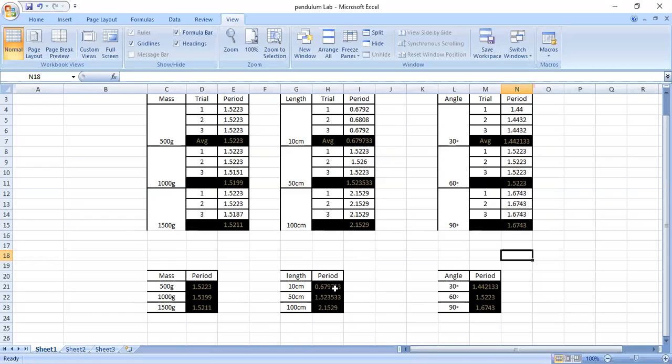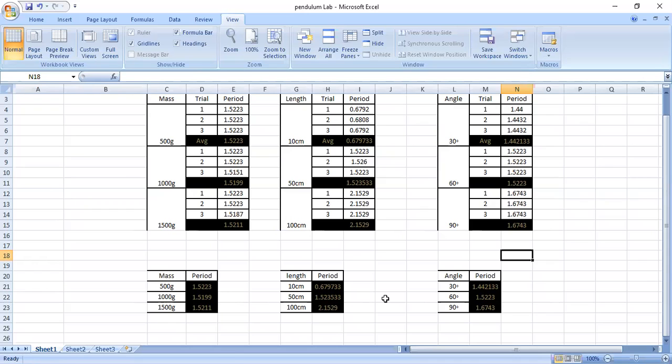Notice at 10 centimeters, it's 0.6. Then at 50, it's 1.5. And then at 100, it's 2.15. So if you look at the numbers as they increase, this one increases from almost 0.7 to 1.5. That's a big jump. There's also a big jump from 1.5 to 2.15. So if we look at our data, what our data shows today, of course this is very limited data, but what it shows today is that the length will affect the period the most.